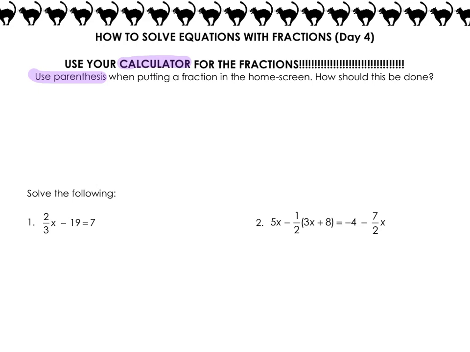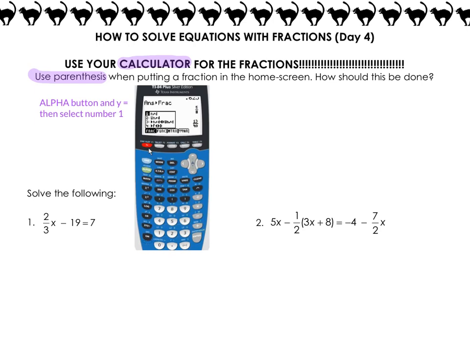So how should it be done? Again, it will be different based on your calculator. The first option is to hit the alpha button, which is under the second button, and then hit y equals. You'll see this fraction menu pop up. The first one is n/d, so if you hit either the number 1 or just enter, that will bring up a fraction on your screen with two empty boxes. So you can fill in the numerator and then hit the down arrow to fill in the denominator.